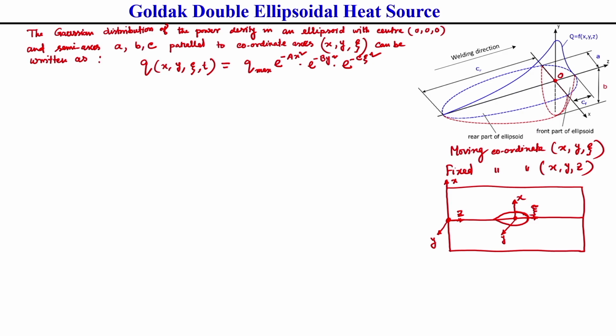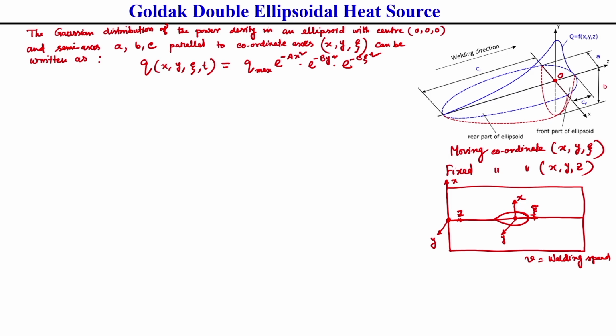So, the moving coordinate system means the heat source coordinate system. This heat source is moving with a welding velocity, the welding speed v, what I am telling, understand. And it is varying with time. This you should keep in mind.